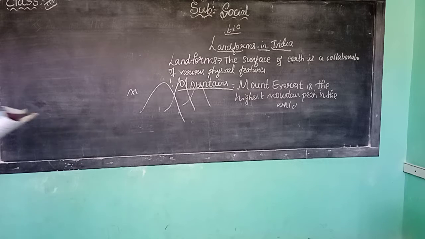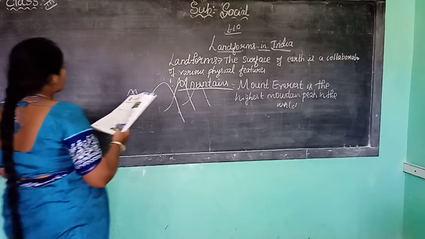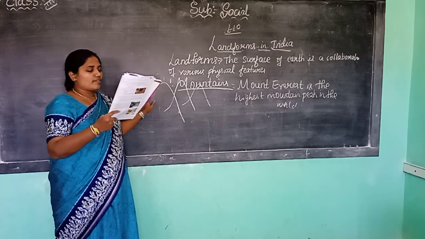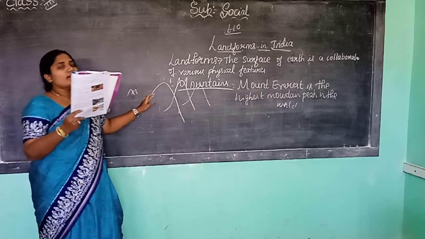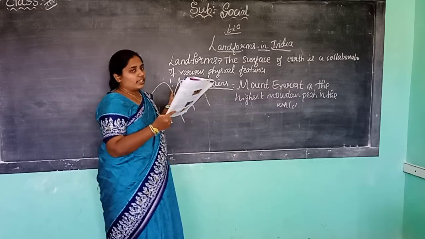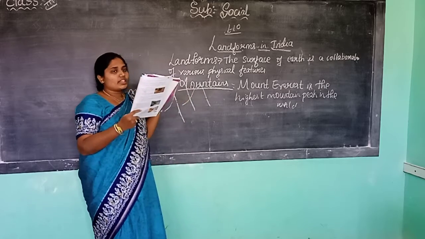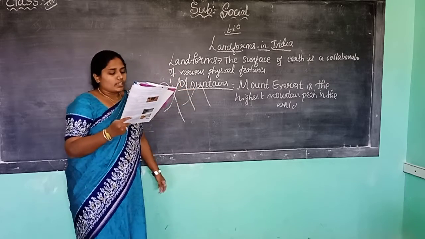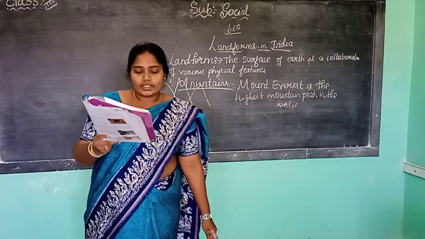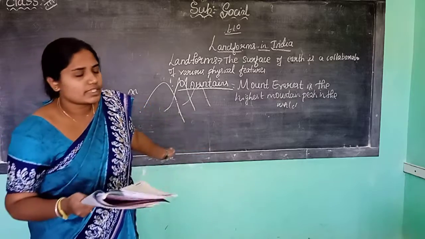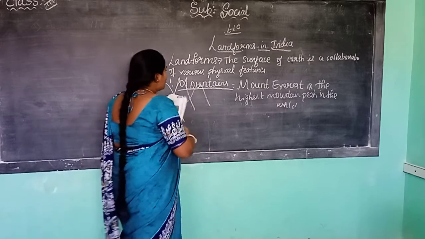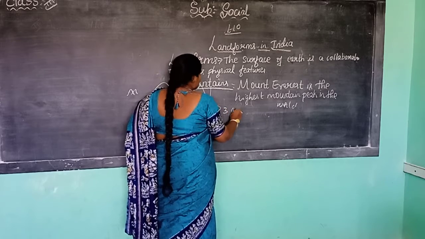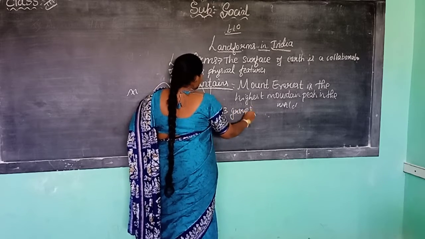So where are the mountain ranges? In the Himalayas we can see the larger mountains. It starts from the Indus Valley in the west to the Brahmaputra in the east, about 2500 kilometers. So these Himalayan ranges are divided into three groups. So which are the three groups?